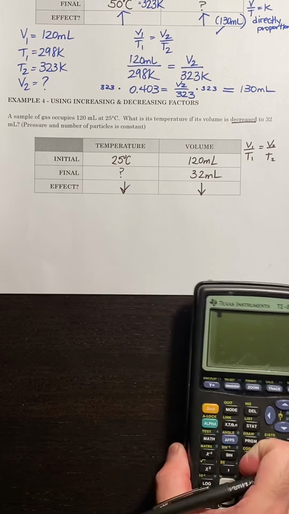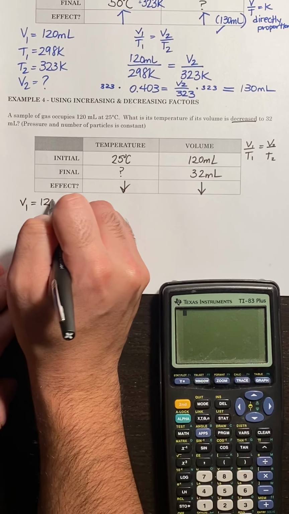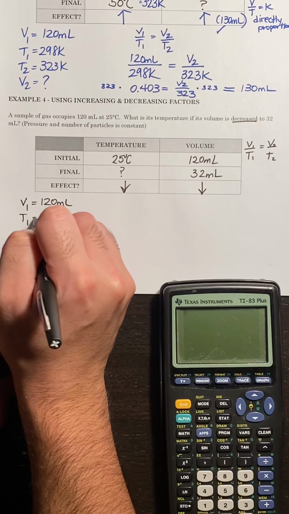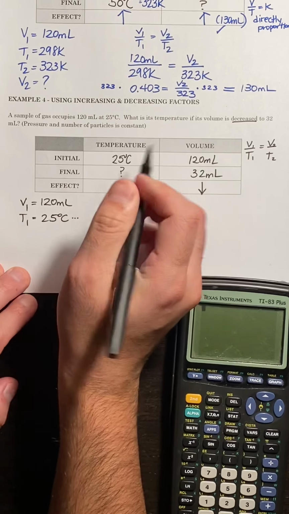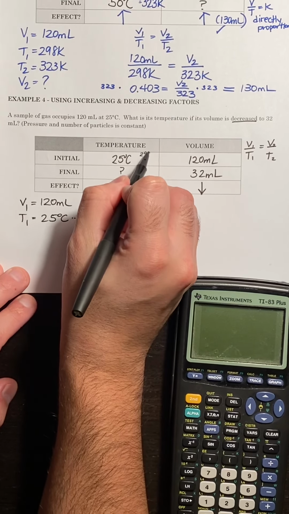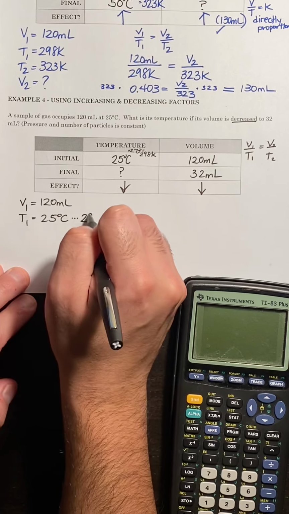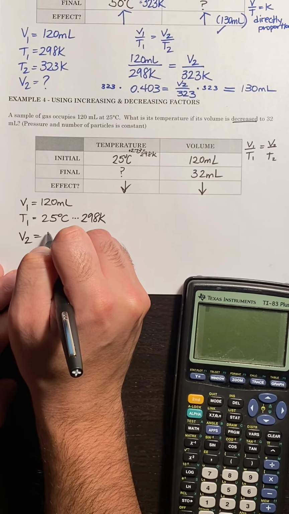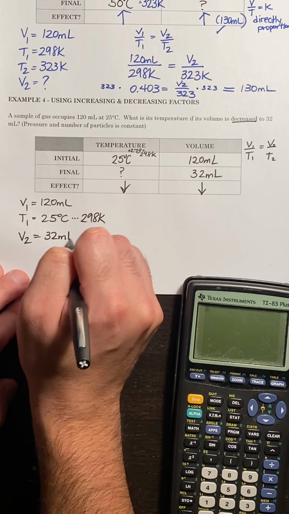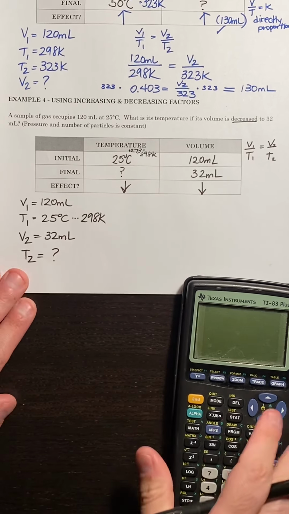Let's plug and chug. I like to show all my work. V1, again, is 120 milliliters. T1, I wrote it as 25 degrees Celsius, but remember, we need to use Kelvin. If I add 273, I get 298 Kelvin. V2 is 32 milliliters. Oh, I got that now. T2, I don't know. Looking for it.